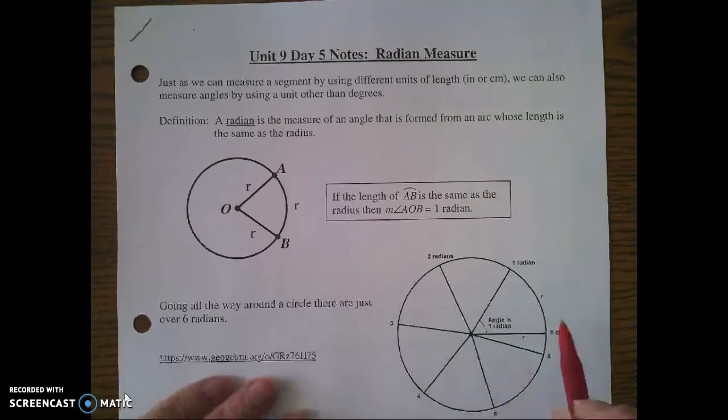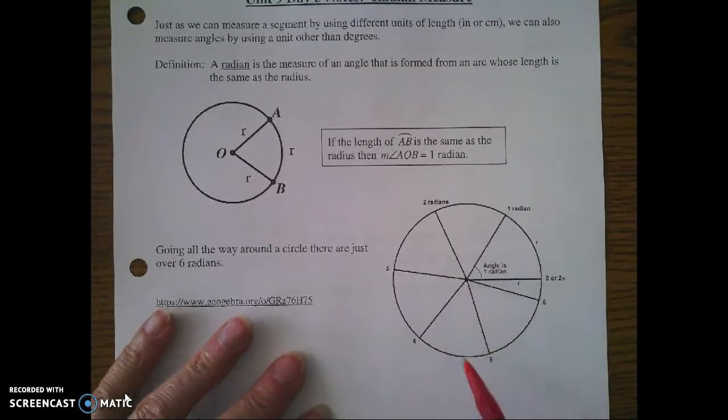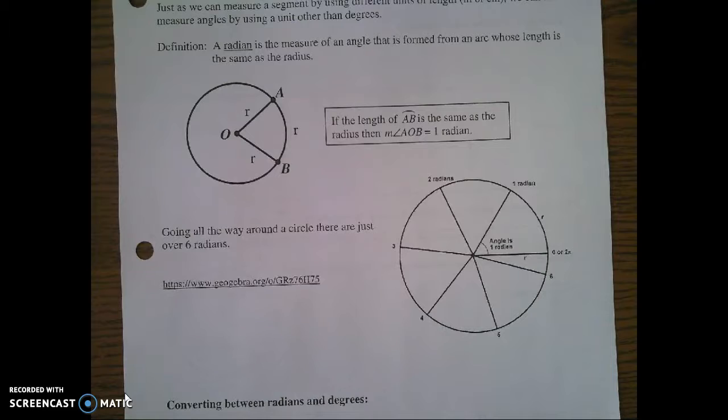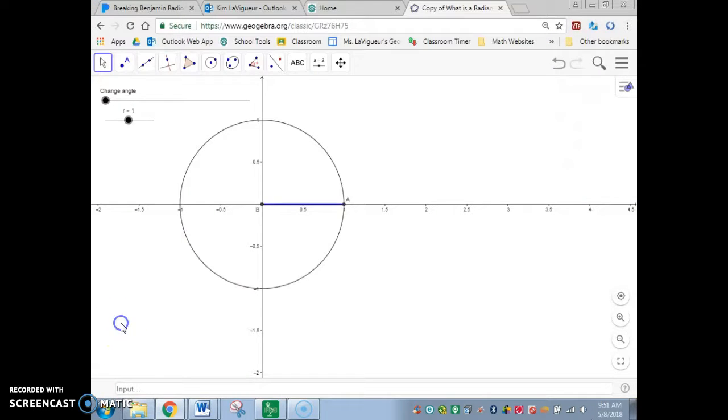So if the radius was 1 inch, your arc length would also be 1 inch. Okay, so going all the way around a circle, there's just over 6 radians. And I can demonstrate that right here in this GeoGebra link. So right here, I have a circle whose radius is 1. So as I go around the circle, that is 1 radian. So the blue arc right here is defined to be 1 radian.